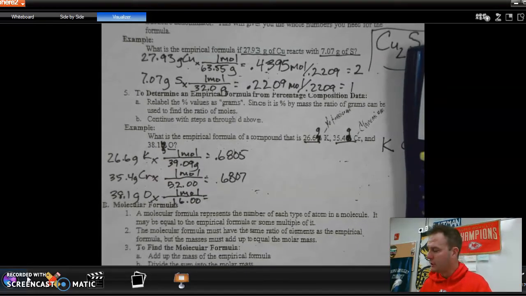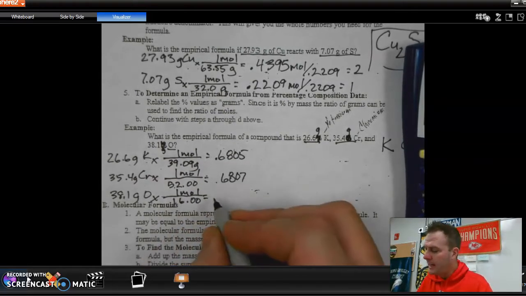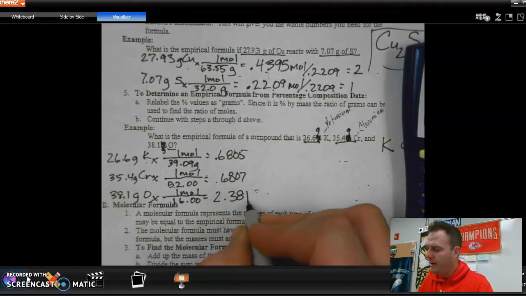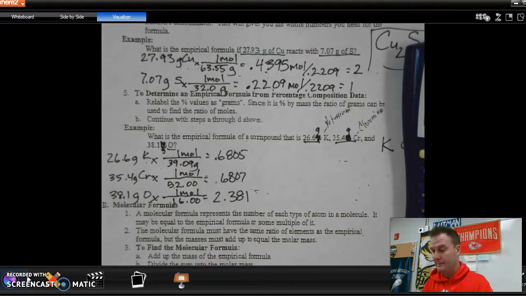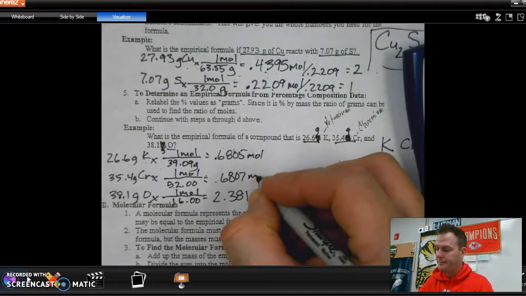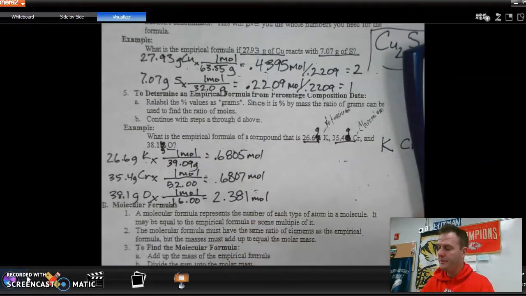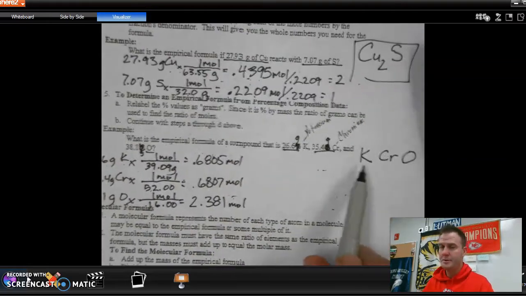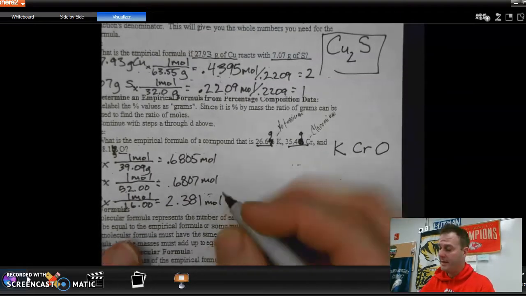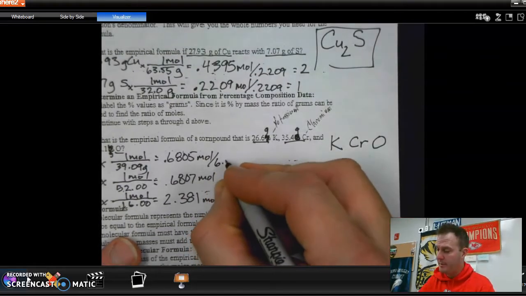38.1 divided by 16. Oh my Lanta, look at this one. 2.381. Okay, so these are all mole ratios. So once you have your mole ratio, remember you have 3 mole ratios here because you have 3 elements here. So we're going to divide each one of them by the smallest one.